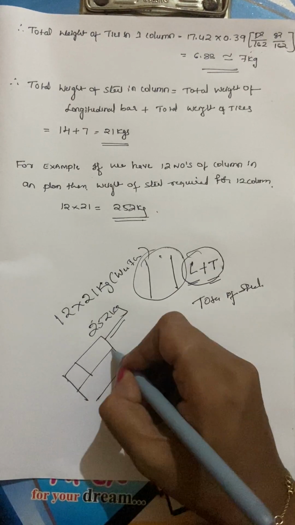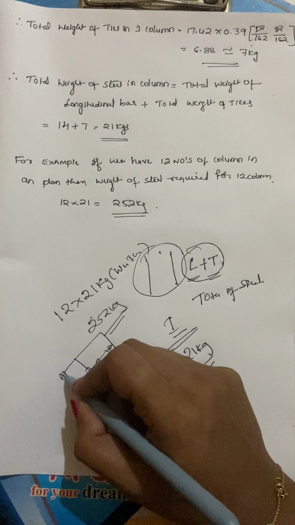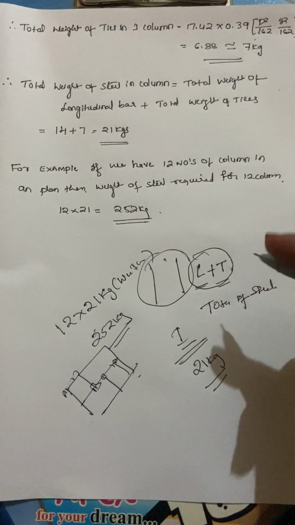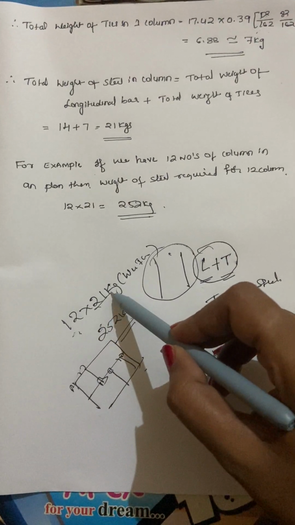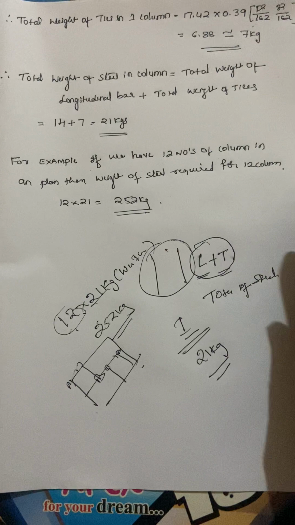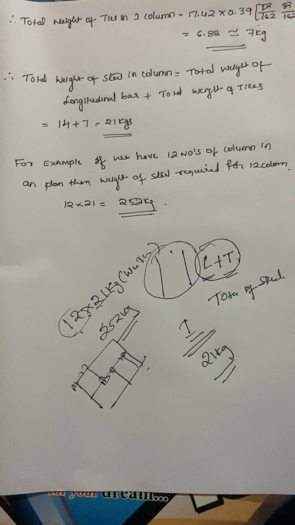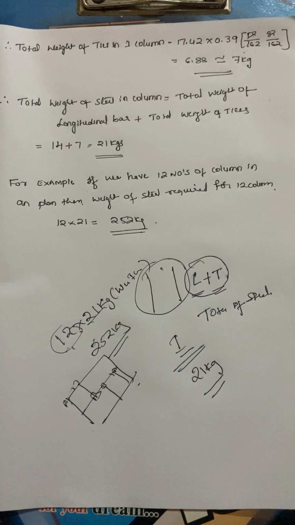If there are 12 columns, then we will calculate the total weight of the steel by multiplying one single column weight by 12. So I hope this is a useful video when you calculate the quantity of steel.